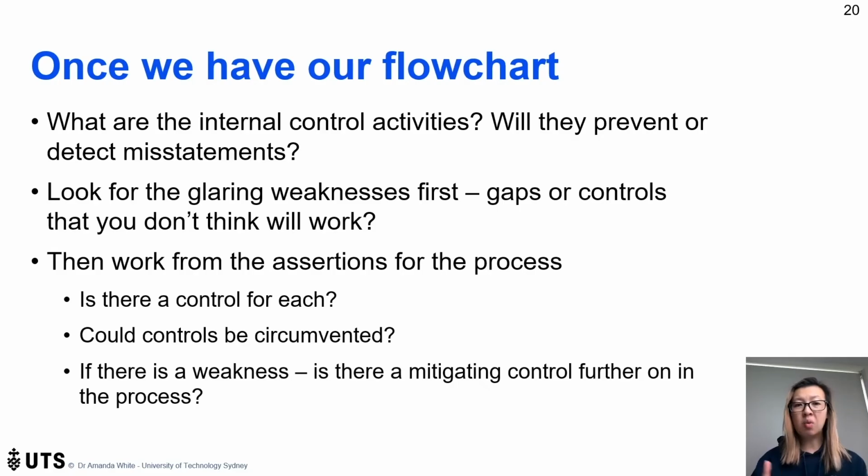And then work from the assertions for the process. If this is sales, then we should have assertions of occurrence, completeness, accuracy, classification, cutoff. Is there a control for each of the particular assertions? Could I circumvent a control? And if there is a weakness, is there a mitigating control further on? So you might find a weakness early on, but they might try and detect the issue a bit later.